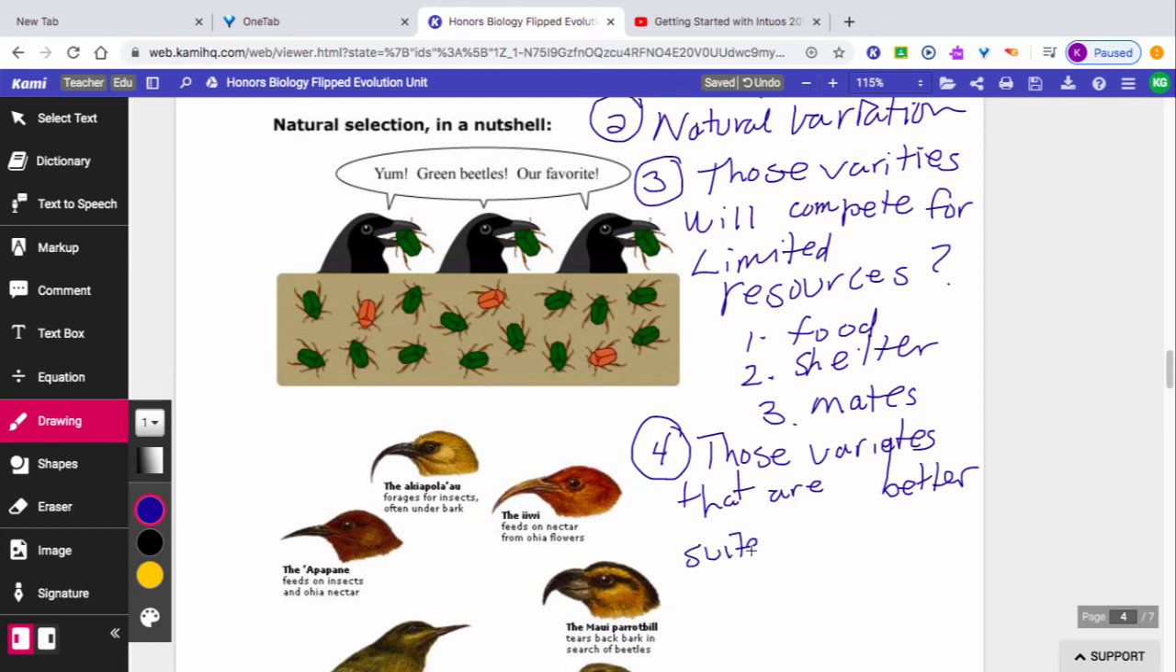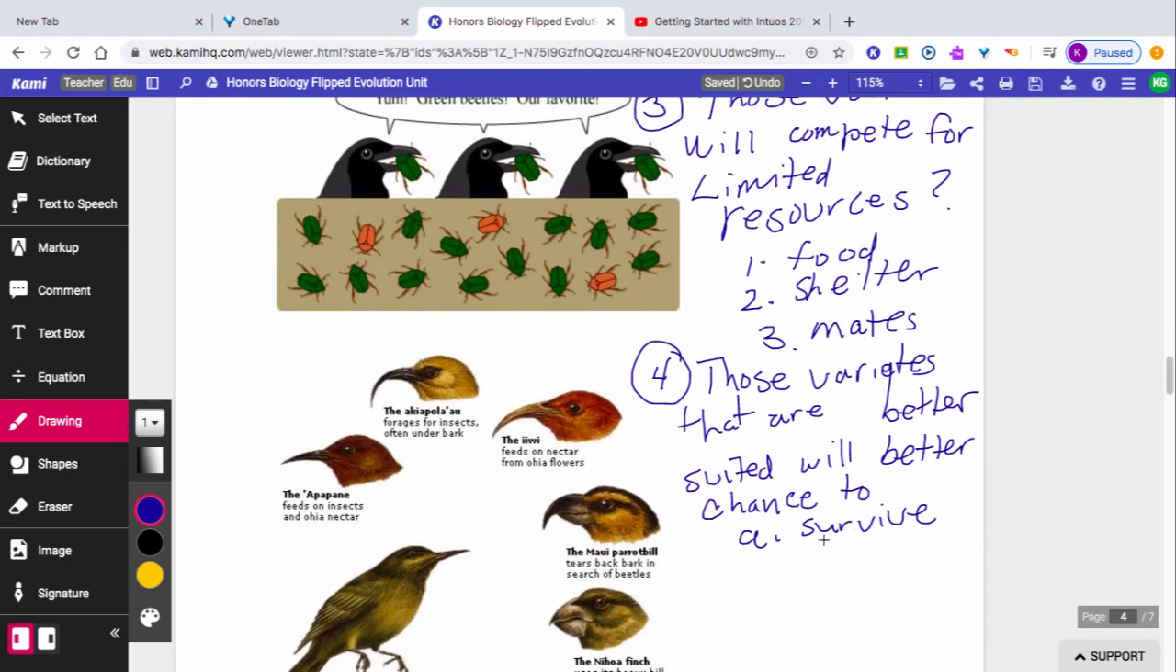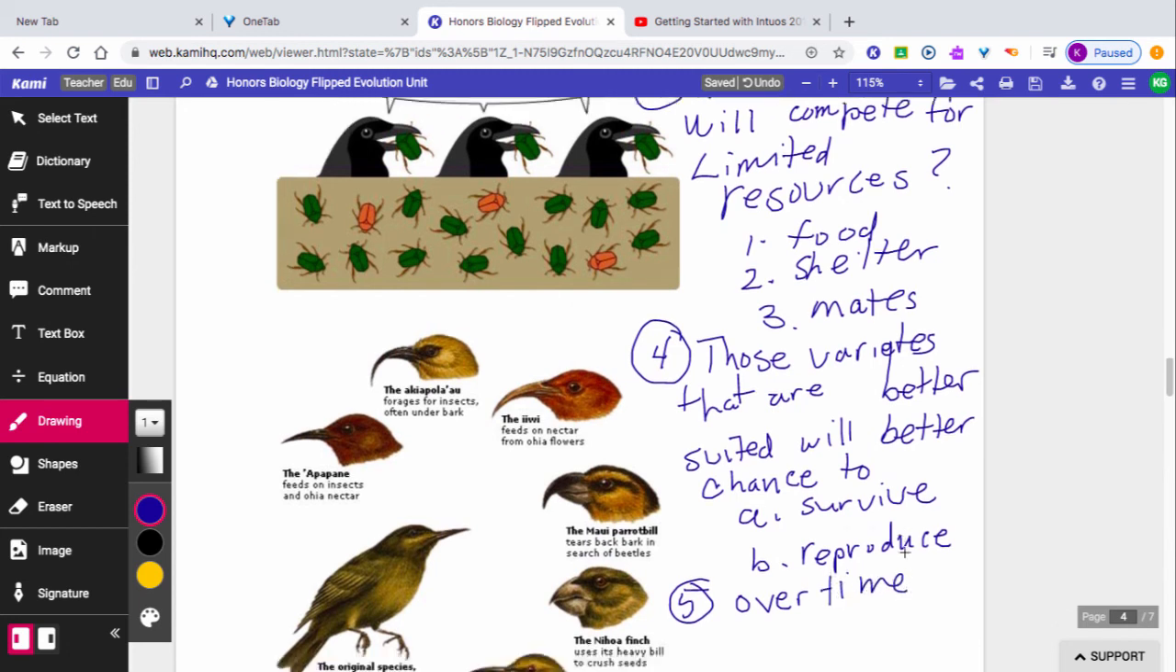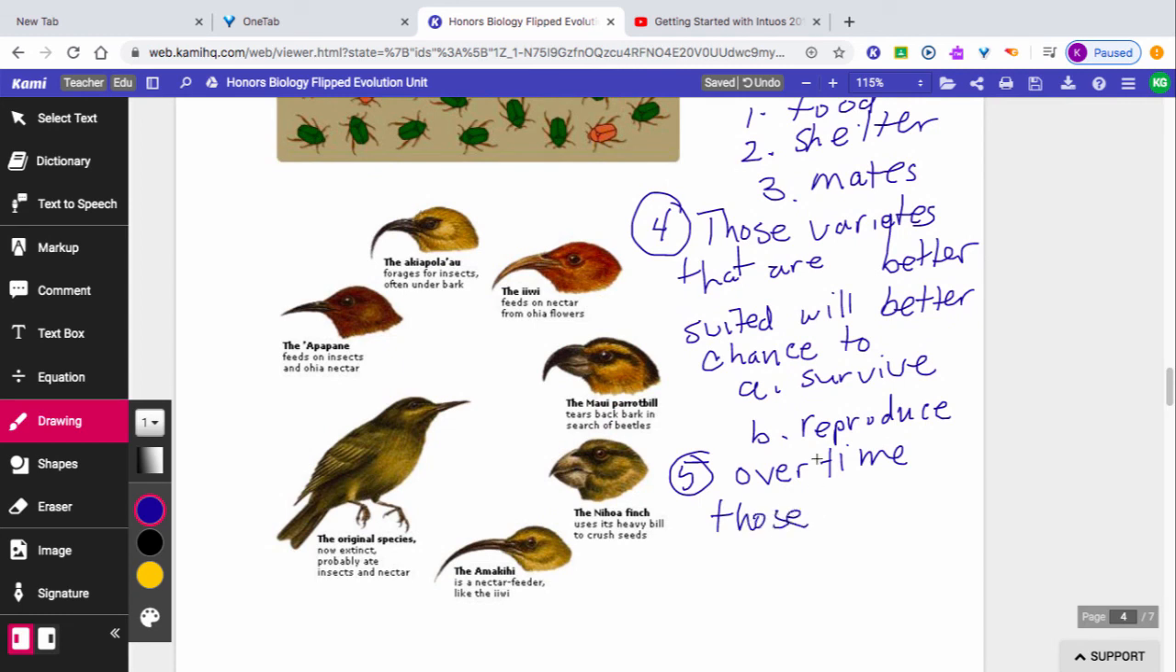Those that are better suited will have a better chance, not necessarily the only chance, but more chances to not only survive, because survival is going to be important, but it doesn't do you much good if you survive and then don't reproduce. As far as natural selection genetics goes, they have more chance to survive and also to reproduce, thereby over time. It's kind of like a long paragraph, and I'm just breaking it up into different parts. Over time will become those varieties that are better suited.